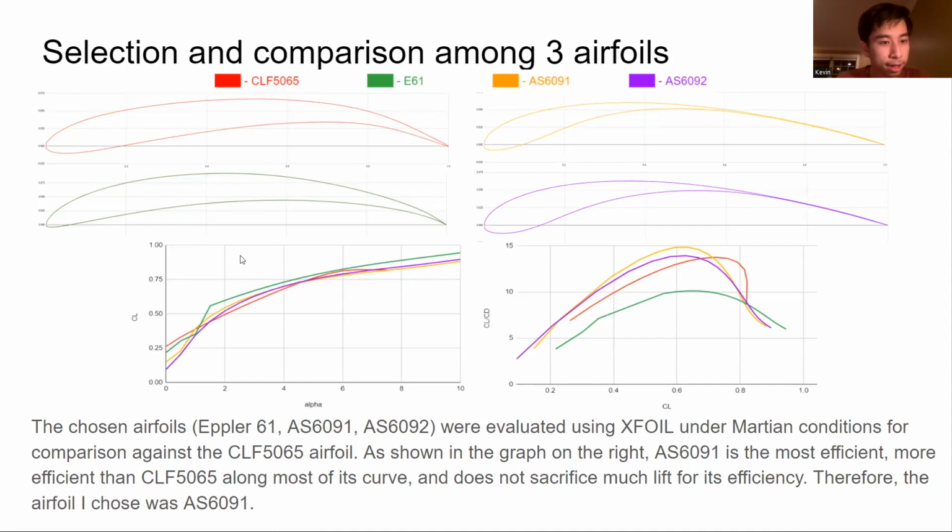Nothing special. And for the rest of the three airfoils, they are Epler 61, which is in green, AS6091, which is in yellow, and AS6092, which is in purple. These were evaluated using XFOIL under these Martian conditions, and they were compared against the CLF 5065 airfoil in these two graphs. AS6091 is the airfoil that I chose to continue on with because it's the most efficient, as shown on the right. It has the highest CL over CD, and it doesn't lose that much lift for its efficiency. It's in the middle of the pack with the rest of the airfoils in lift.